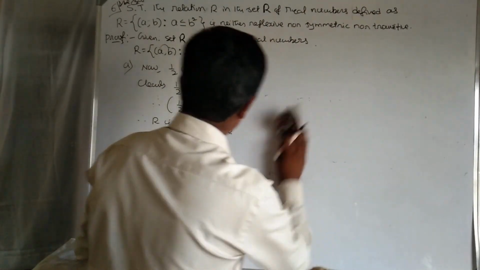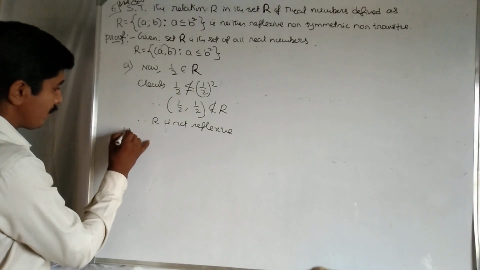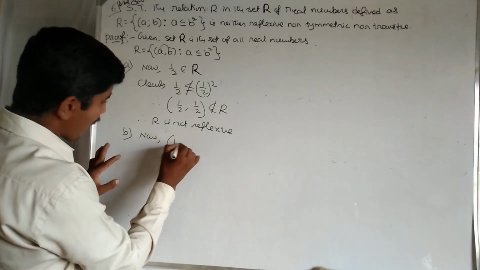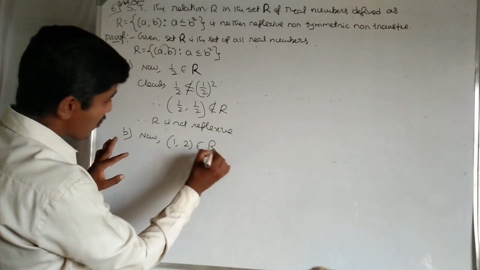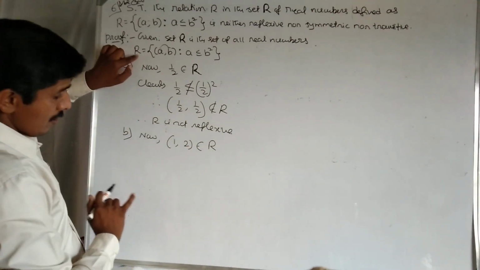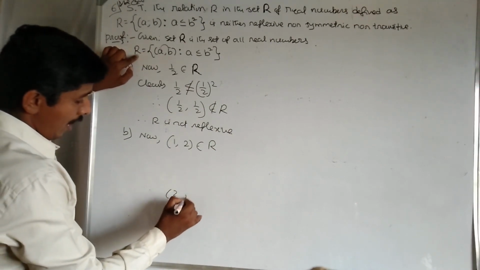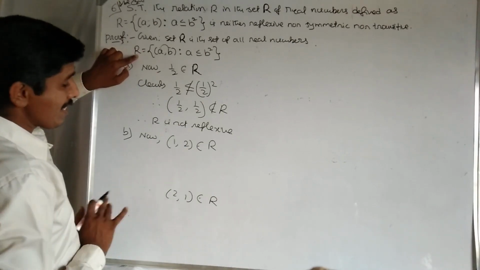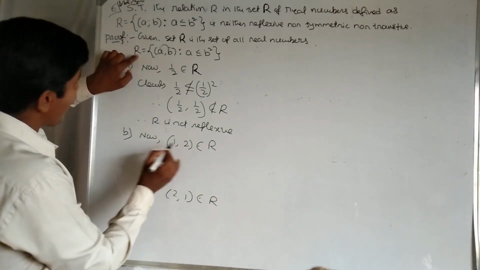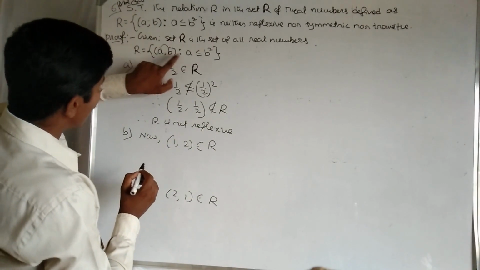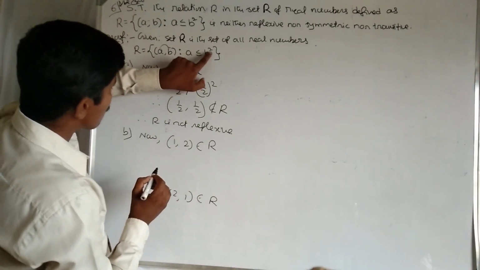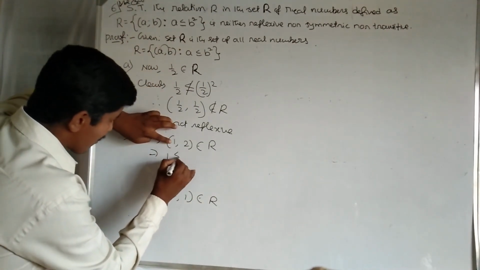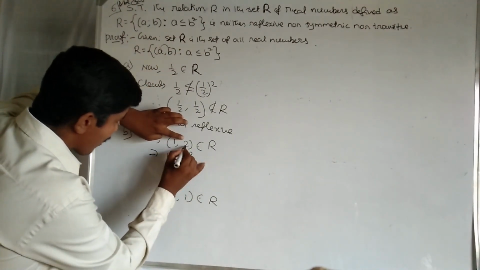Prove that it is not symmetric. Take one element in the relation here. 1 comma 2 belongs to relation. 2 comma 1 belongs to relation means it is symmetric. Suppose 2 comma 1 does not belong to R, it is not symmetric. Write the relation between first and second element. What is the relation between first and second element? First element is less than or equal to square of the second element. First element 1 is less than or equal to square of the second element 2.